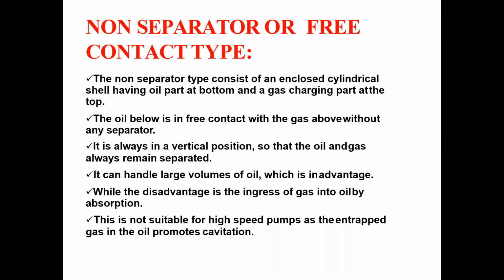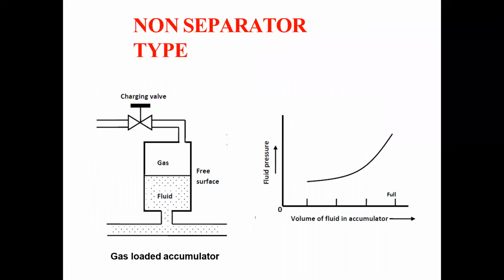This oil is kept below in free contact with the gas up above without any separator. It is always in vertical position so that the oil and gas always remain separated. It can handle large volume of oil, which is advantageous. You can see here the diagram for non-separator type. So this is the fluid and this is gas here. This is always kept in the vertical format because the density of gas is less, so it floats above the oil. So it floats above the fluid.